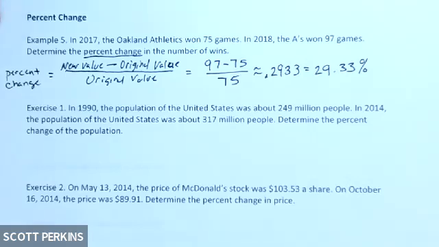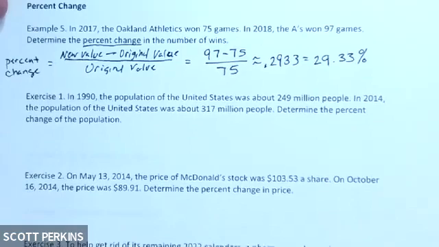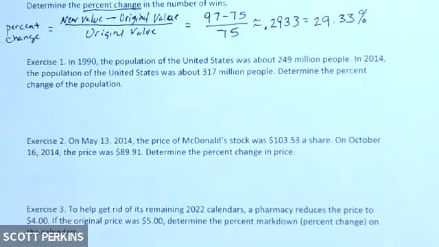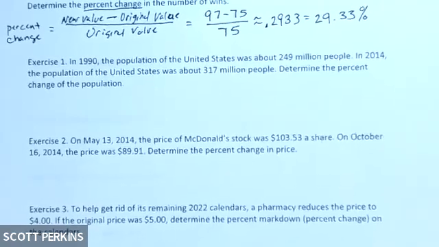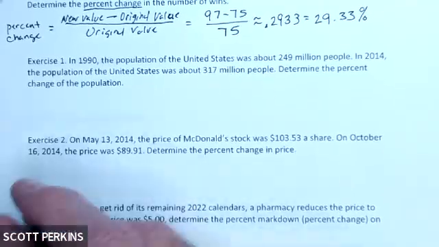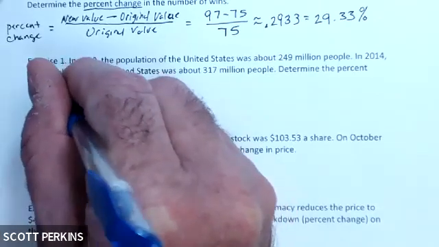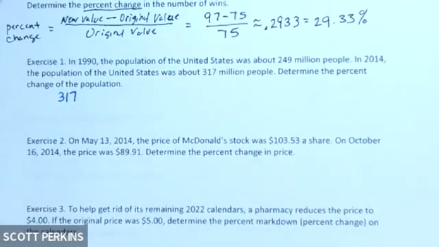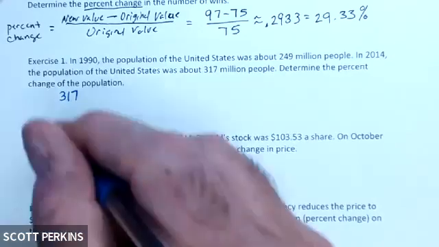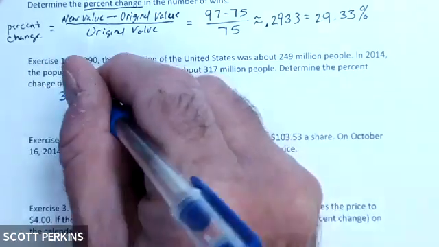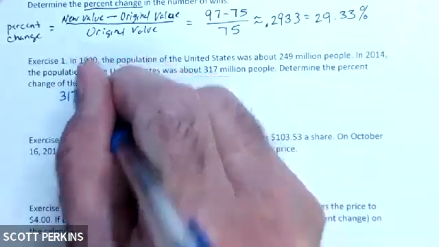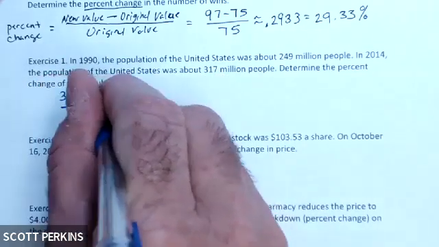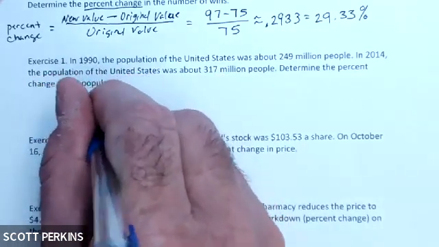All right, so this problem says in 1990, the population of the United States was about 249 million. In 2014, it was about 317 million. What's the percent change? Okay, so the new value is 317 million, but I'm just going to use 317 minus the original, which was 249. And then we're going to divide by the original, which is 249.